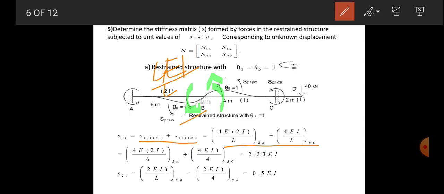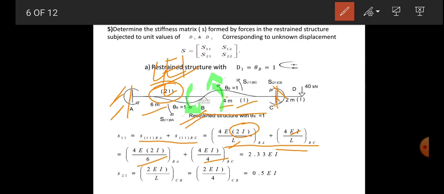So when we are talking about AB, put the property of AB, moment of inertia of AB is 2I, so put here 2I, length of AB is 6 meters, so here you have to put 6 meter, and for the BC which is rotated, the moment will be 4 ei by L, the property is I, and length is 4, so put here 4. Now when we apply the rotation at theta B, the far end we always keep fixed.